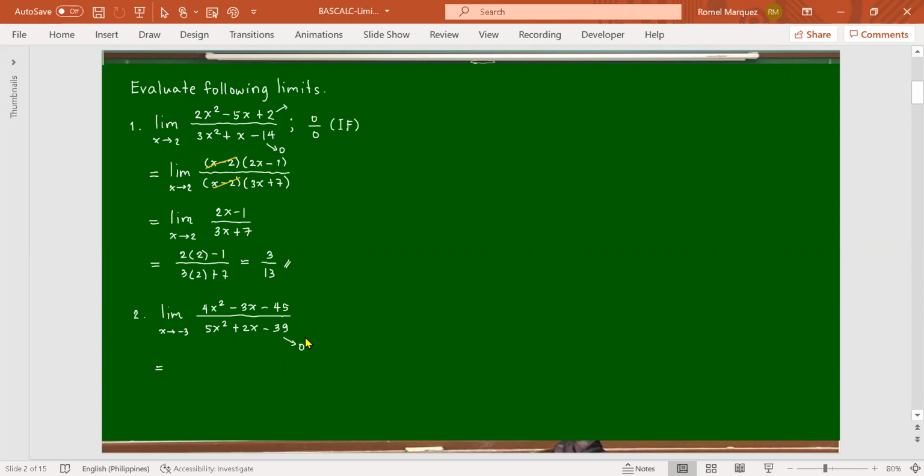What about the numerator? 4 times 9 plus 9 minus 45. That is also going to be 0, no? Hence, this is of the form 0 over 0, which means it is an indeterminate form. I defined to you already what an indeterminate form is. So let's now find a function whose limit is obvious, meaning the limit will exist, and the same with the limit of this.